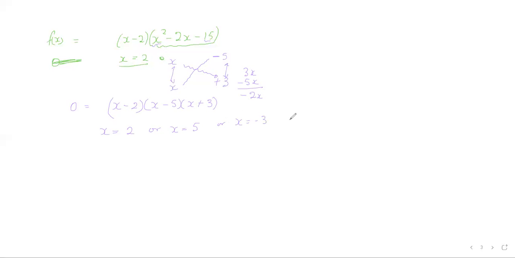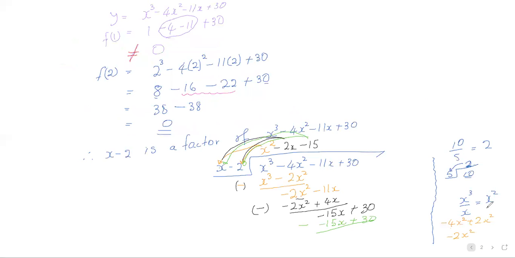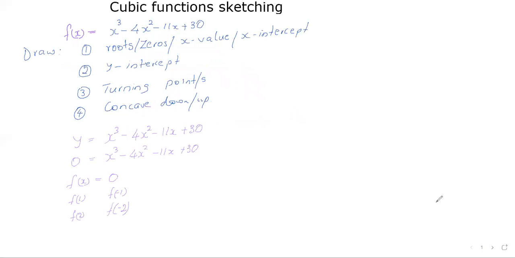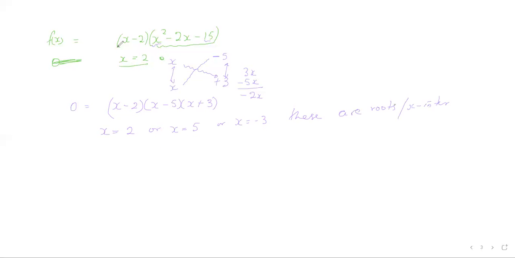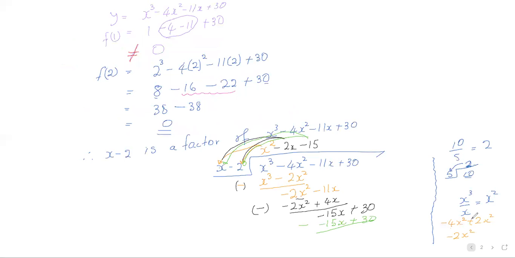These are your roots. These are your zeros. These are your roots. That is the x-intercept of the function. Now let's go back to our previous page. We need to get the y-intercept. Y-intercept is easy. We let x equal to 0 on our previous equation. If x is equal to 0 here, we remain with 30.